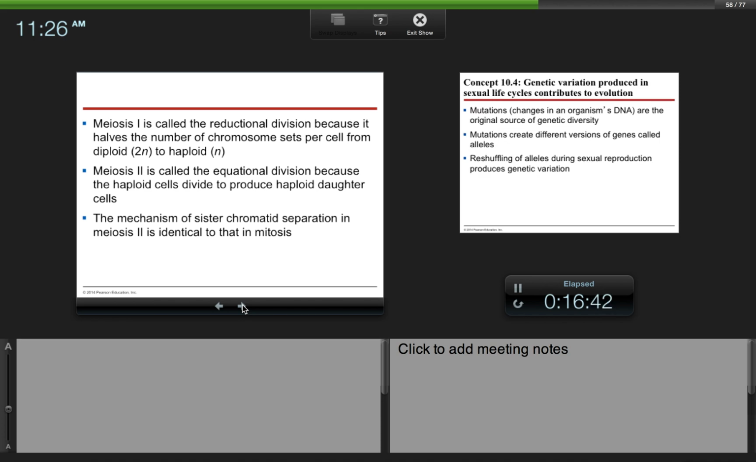Meiosis is called the reductional division because it halves the number of chromosome sets per cell from diploid to haploid. Meiosis 2 is called the equational division because the haploid cells divide to produce haploid daughter cells. The mechanism of sister chromatid separation in meiosis 2 is identical to that in mitosis.